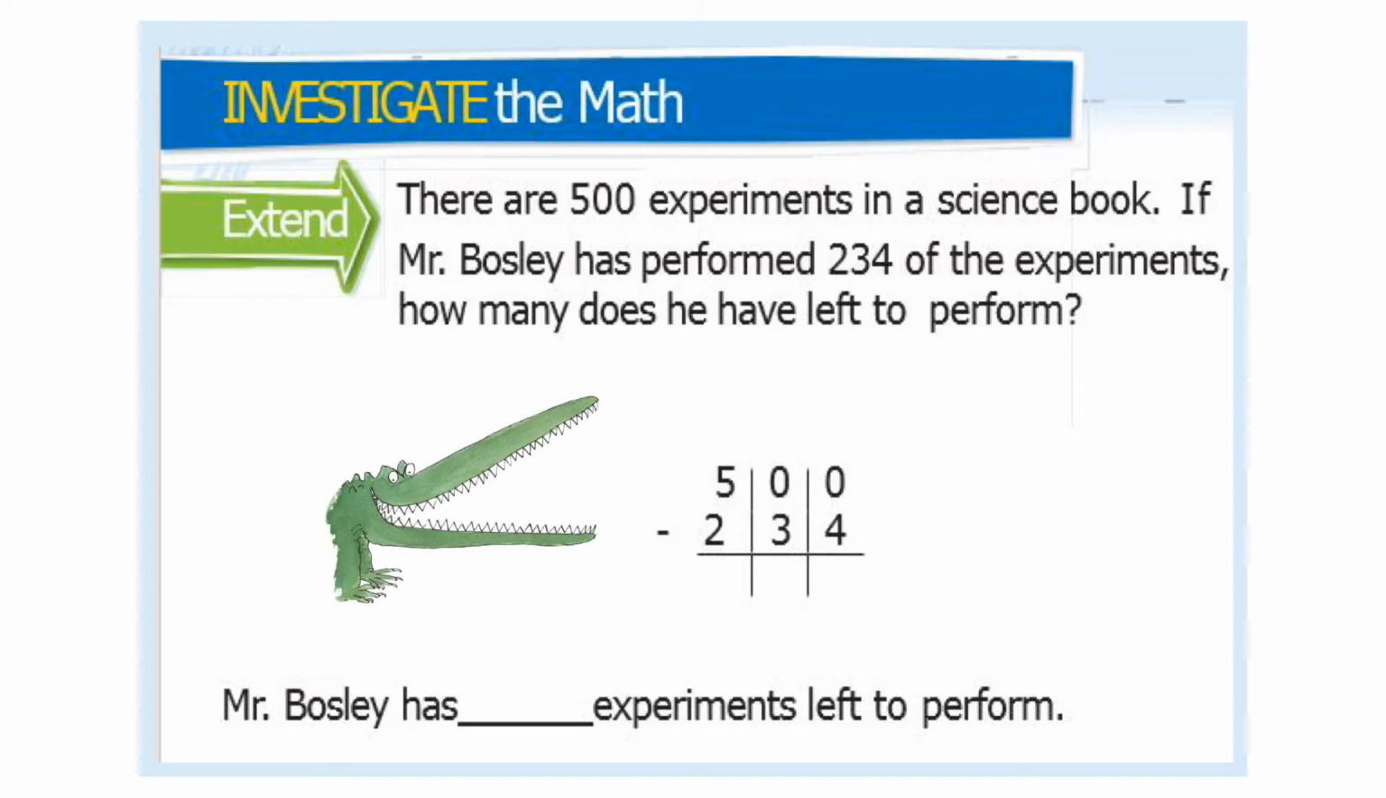There are 500 experiments in a science book. If Mr. Bosley has performed 234 of the experiments, how many does he have left to perform? 500 minus 234. Remember that I start subtracting with the ones first. Are there enough ones to take away 4? No. I go to the tens place. The number there is 0. So I have to go to the hundreds place.